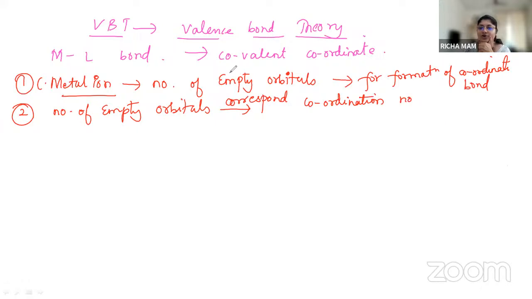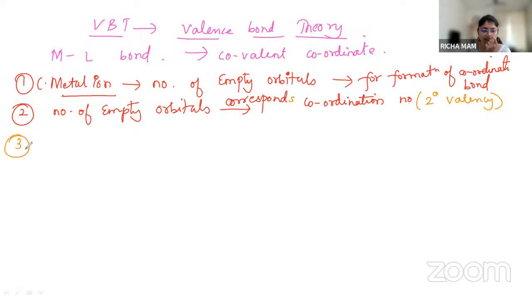Okay, it corresponds to what? It corresponds to its coordination number. Whatever the number of empty orbitals there are, it will tell you the coordination number, or the secondary valency, of that particular complex.